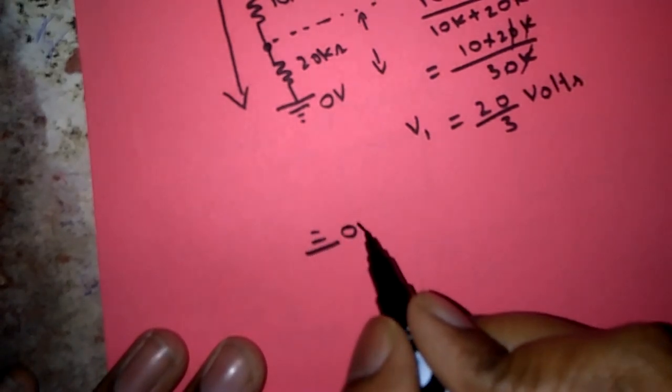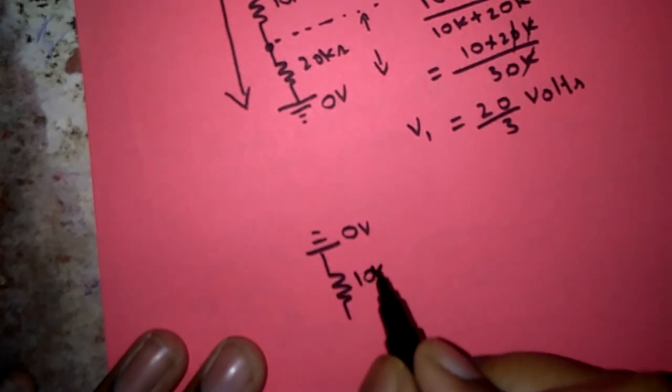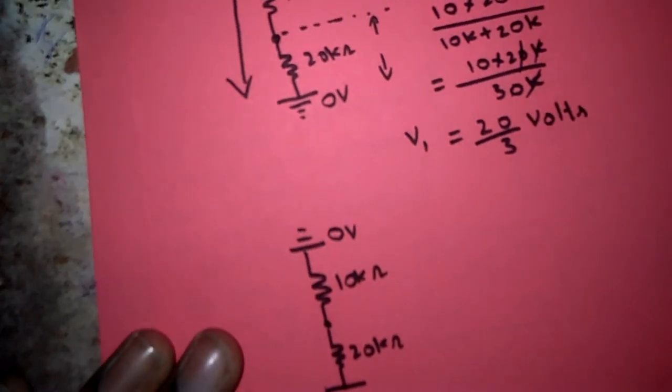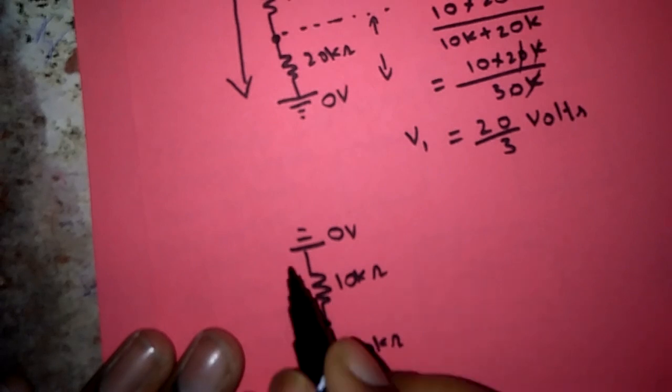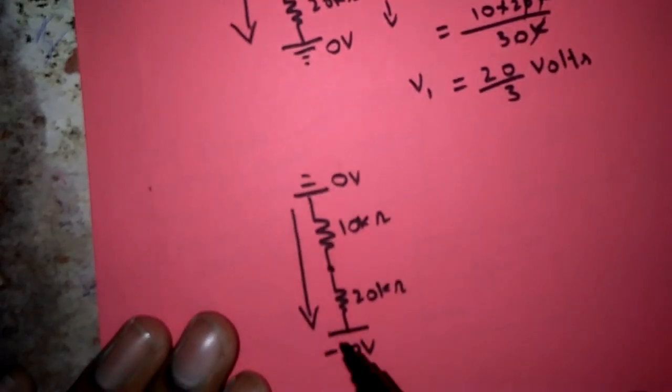This is 0 volts, and after that 10 kilo ohms, this is the required point, and after that 20 kilo ohms, next minus 10 volts. Here from 0 volts to minus 10 volts current will flow like this. Why? Because 0 is greater compared to minus 10 volts.